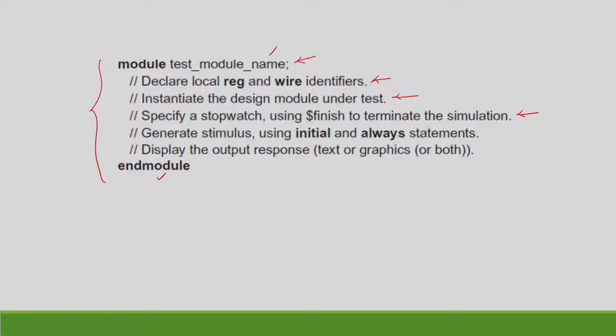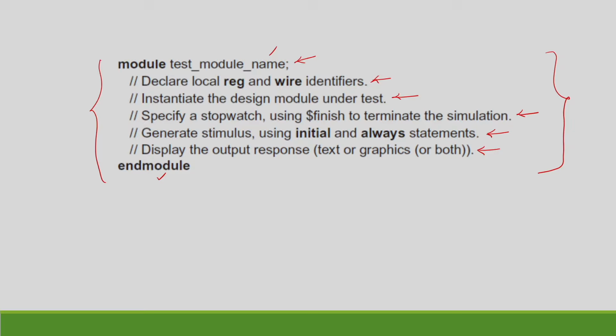Then you have to generate the stimulus using the initial and always statements. By default these waveforms will appear on the screen. If you want the numerical values, we can use some display commands. So, we can display the output either in terms of the waveforms or in terms of the values. If you want the values, then we have to use some commands. By default you will get the waveforms. So, you see the step by step procedure we have to use to write a test bench.